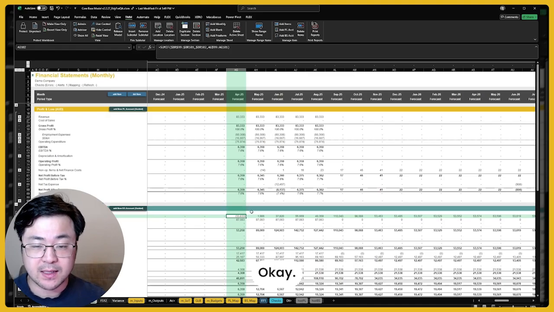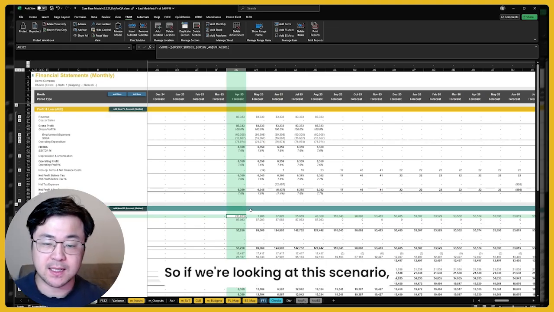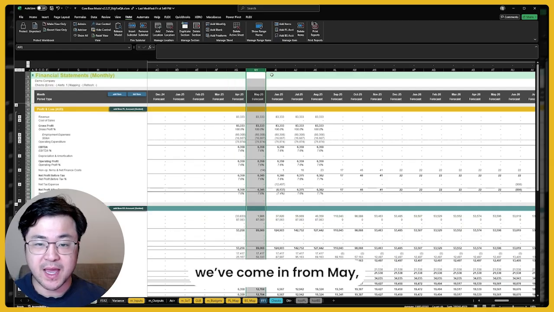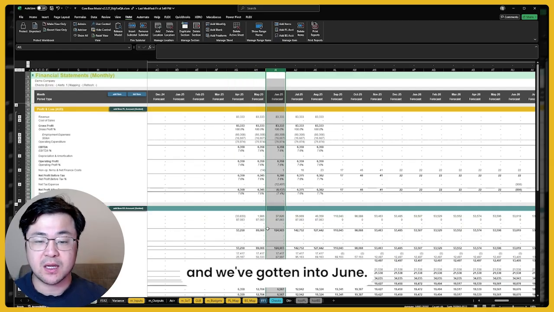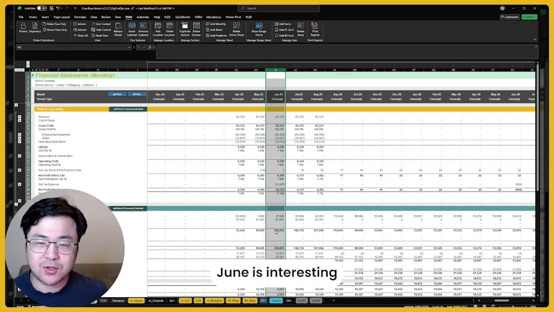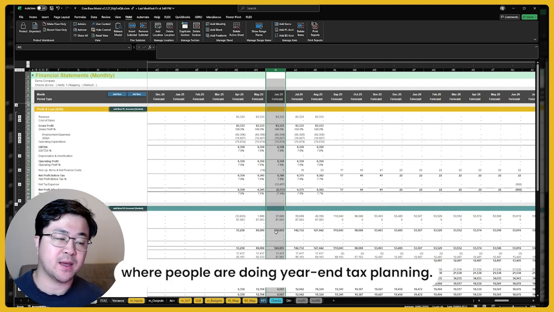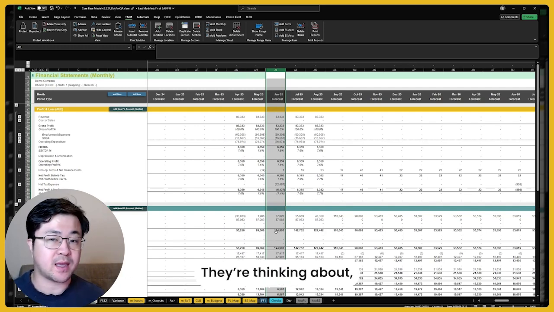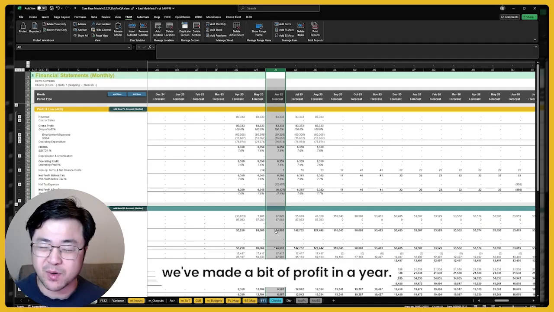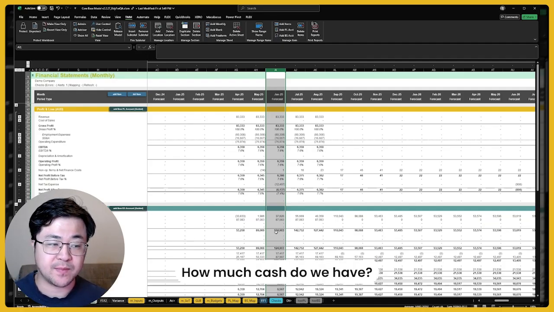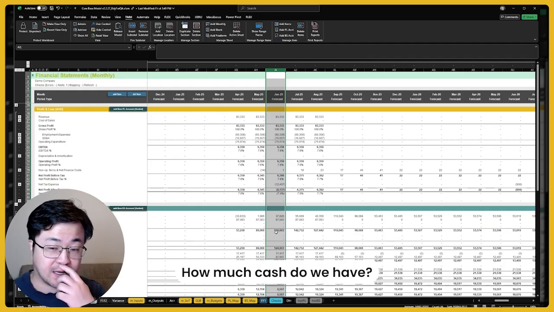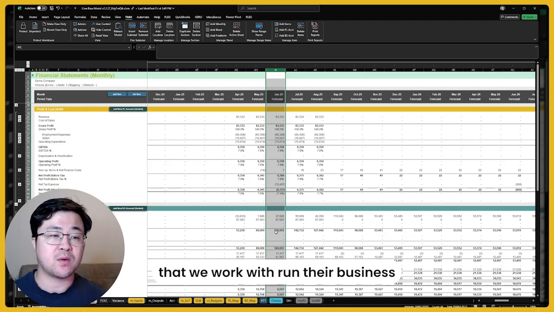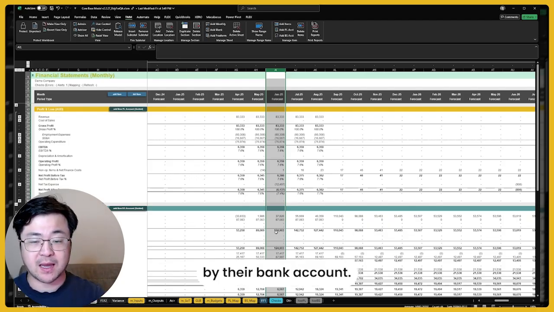So yeah, okay. If we're looking at this scenario, and we've come in from May, and we've gotten into June. June is interesting because it's often the period where people are doing their year-end tax planning. They're thinking about, okay, well, we made a bit of profit in the year. How much cash do we have? And a lot of these small businesses that we work with run their business by their bank account.